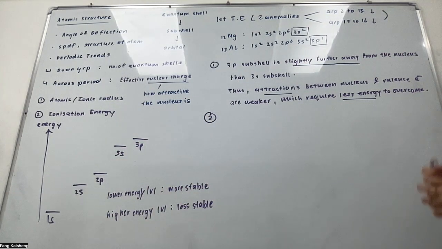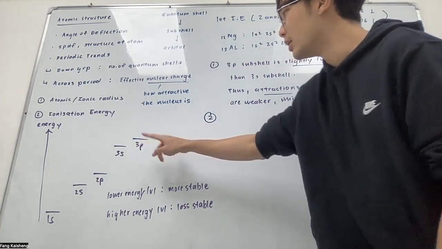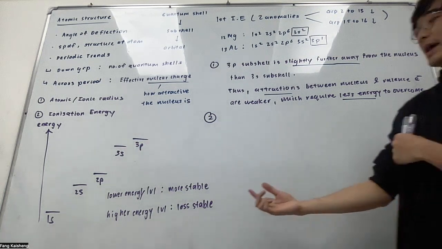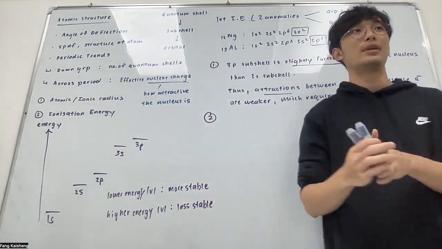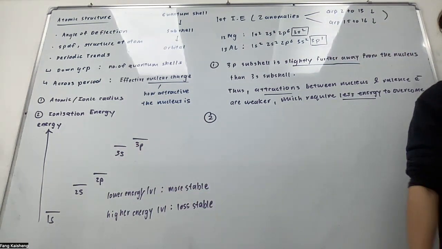Okay, so take a look, guys. We want to go back to 3s versus 3p. Who has the higher energy level? 3p. Now, if you have a higher energy level, the electron is less stable. Is it easier or more difficult to remove this electron? Easier. If you can't understand why, let's go to the opposite end.